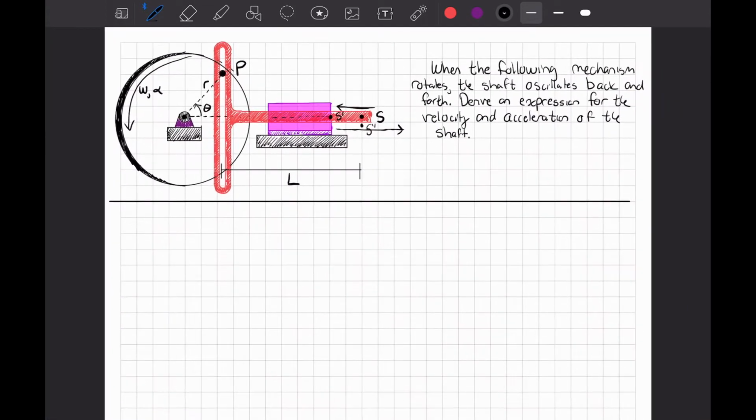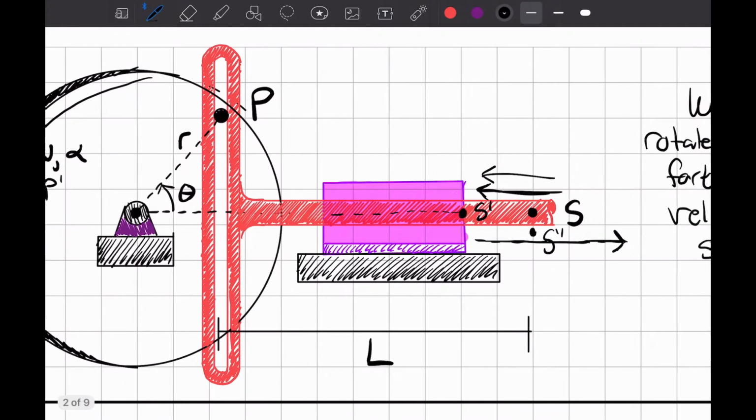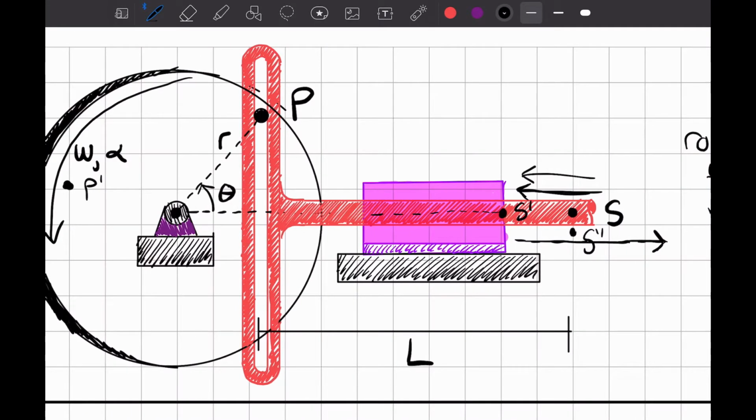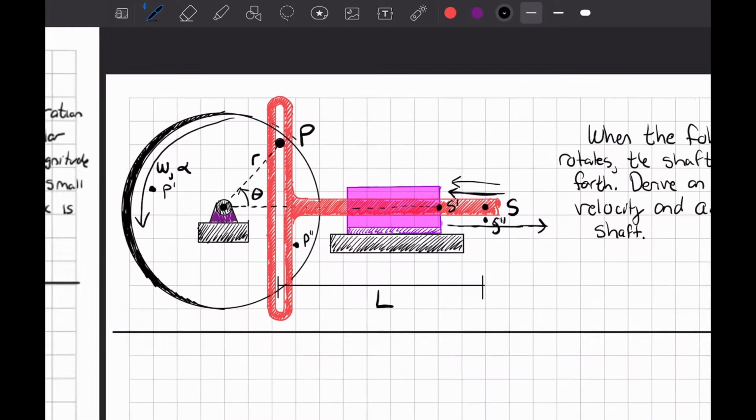And so as I was saying last time, it's always incredibly helpful to mentally think about what physically is going on in the system. So you can imagine as this point P rotates with some angular velocity or acceleration, I might get at some time t a point P prime. And you can imagine what that's going to do to the system is this shaft is going to be moving to the left, and we might arrive at some point S prime. And then as it continues to rotate counterclockwise, I might have some point P double prime, and that will become point S double prime on the shaft.